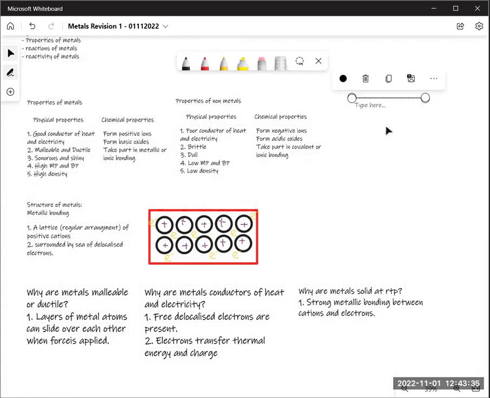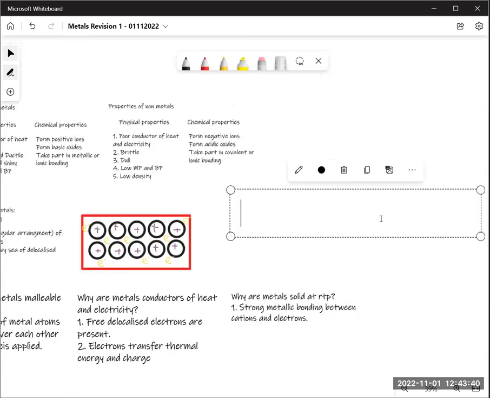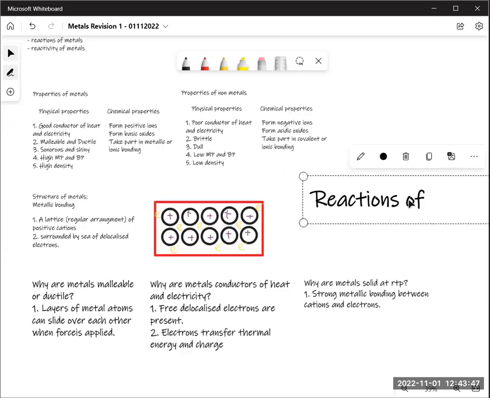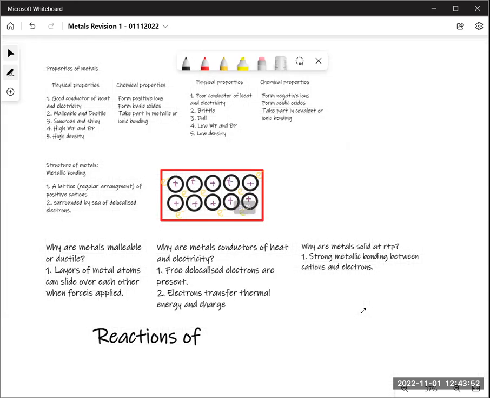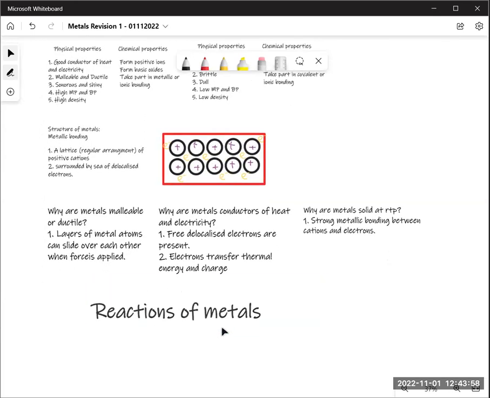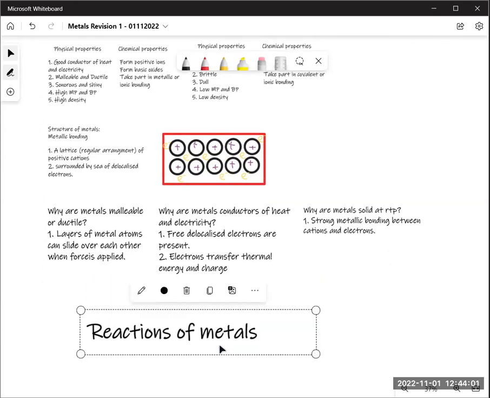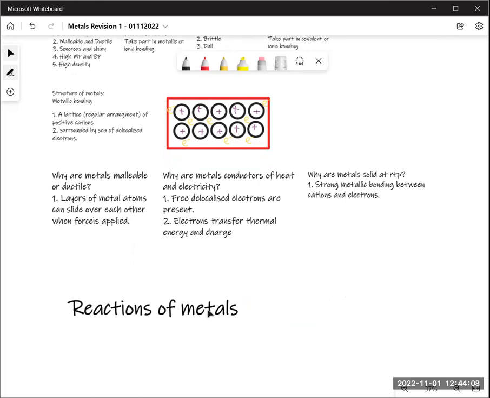Finish writing, and the next thing we're doing is called reactions. I'm writing conductors of heat and electricity. Right. The reactions of metals. How much have you written? Sir, I'm at the last line of why are metals solid at RTP. All right. Reactions of metals.